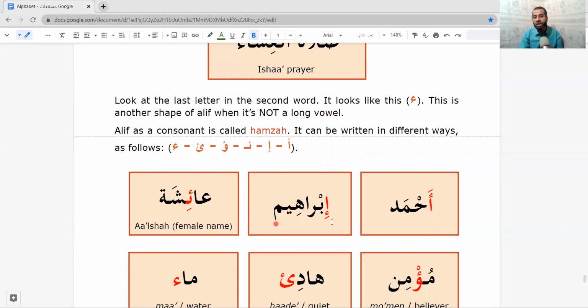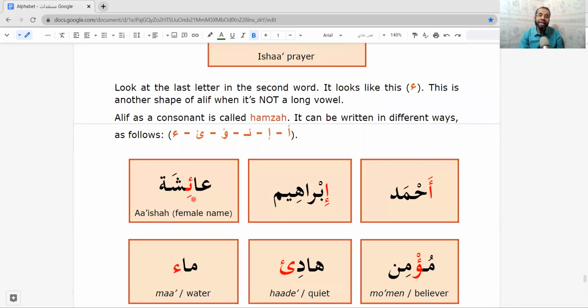Ibrahim. The hamza or alif here has kasra. We say E. That's why it's written in this way. But look at this now. Aisha. Aisha is a female name. Hamza or alif is written in this way. Ayn followed by alif as a vowel, then E written in this way. Aisha. It can be written like this.